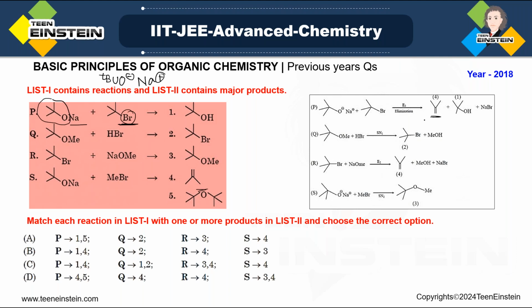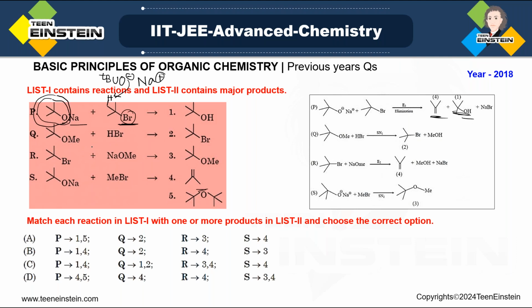So see, this is possibility number 4, where these two products will be generated together. If this is a base, then this base will capture hydrogen from this position. So when tertiary TBU minus is capturing this, what will be the fate of this part? This part will now be attached to H. So this is the fate of this molecule, and both will be generated together.